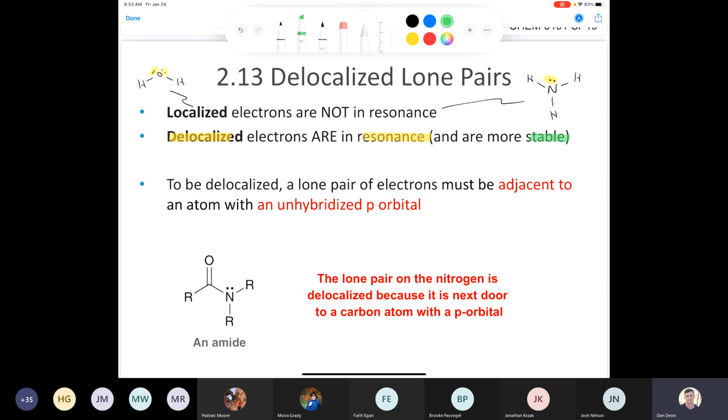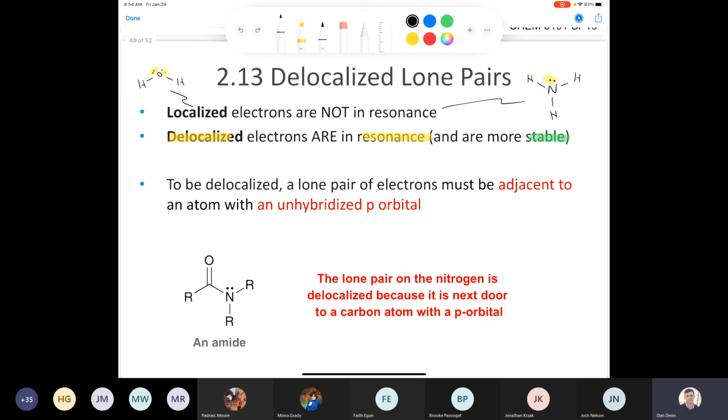You guys are going to answer questions to me, and you're going to say, well, this is more stable because it's got more resonance, and so on and so forth. Well, let's talk more about this delocalization thing. In order for a pair of electrons to be delocalized, they've got to be adjacent to an atom with an unhybridized p orbital. Okay? And if you're like, did we see that today? Yeah, every time we saw this, there was an unhybridized p orbital.